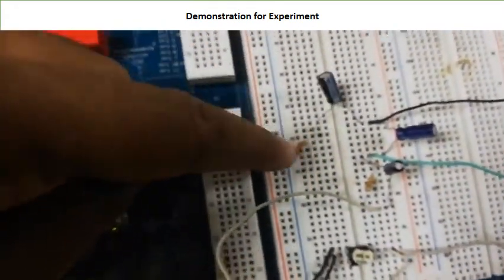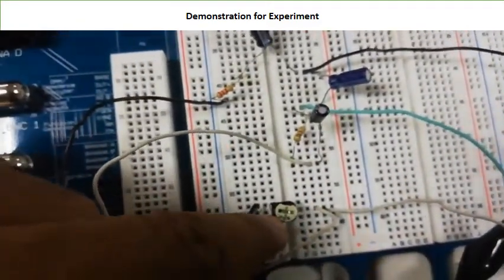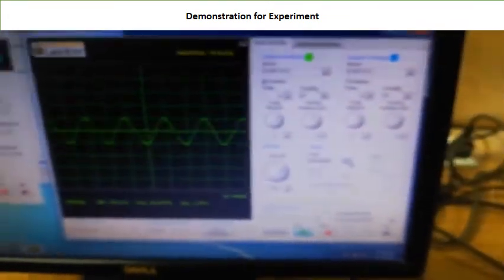We will implement this circuit. Now this is the circuit implemented on the breadboard. This is the capacitor in series with the resistor. This is the capacitor in parallel with a resistor, and this is the variable resistor, and this is the capacitor in one branch.